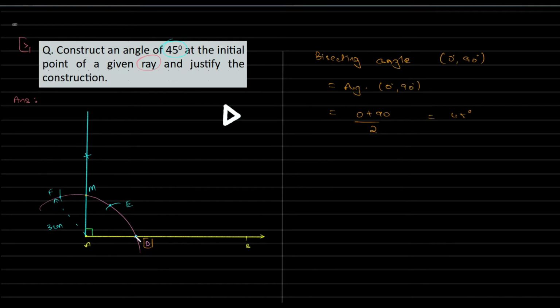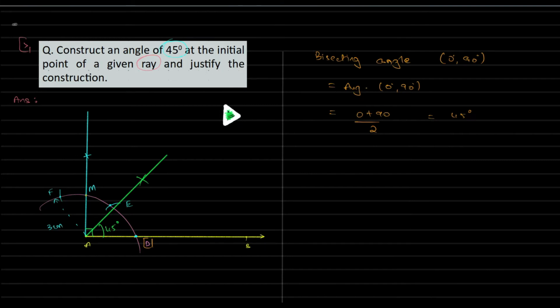How do we bisect? From M and D, we have to take a length which is more than half of MD and cut two arcs, and this will give us 45°. So this is how you will construct. Let's look at this practically on a sheet of paper with compass and protractor.